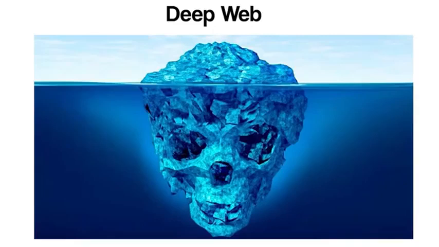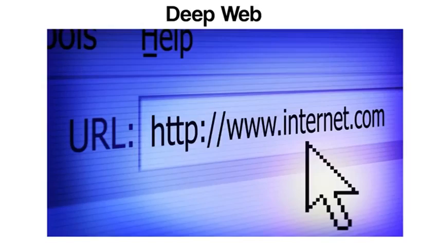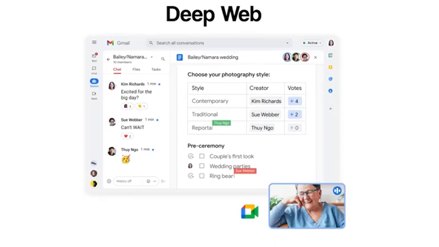This includes anything stored in private databases, dynamic pages generated in response to specific queries, academic journals behind subscription walls, personal email accounts, online banking systems, medical records, and more. These systems often require authentication or specific URLs to access, making them invisible to standard search engines. For instance, when someone logs into their email or accesses their bank account online, they are navigating the deep web, not the surface web.